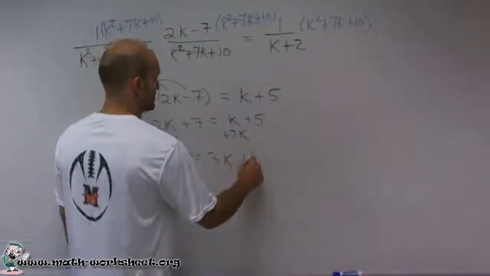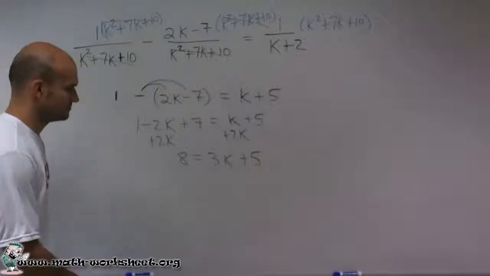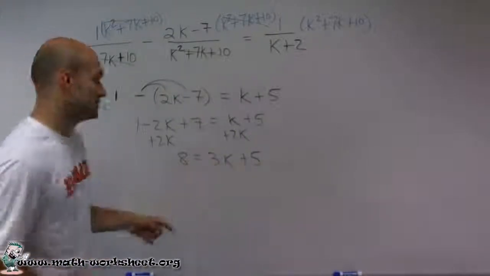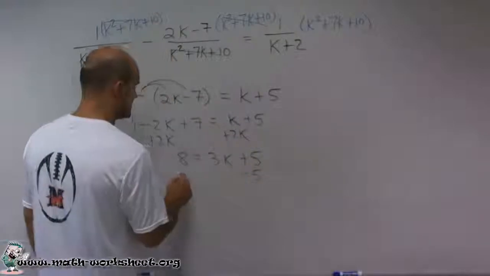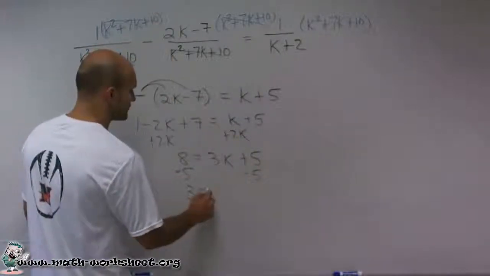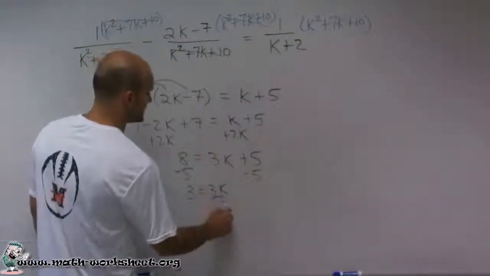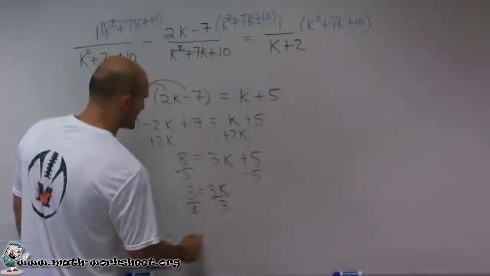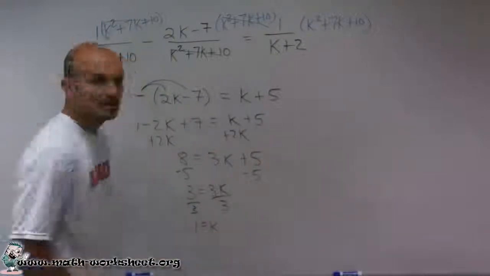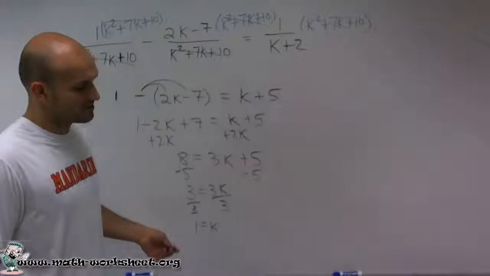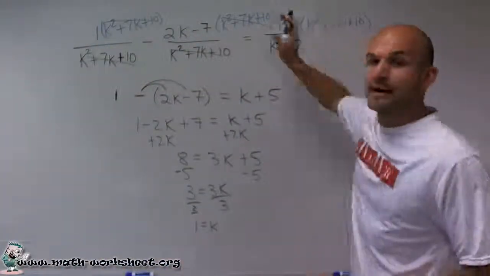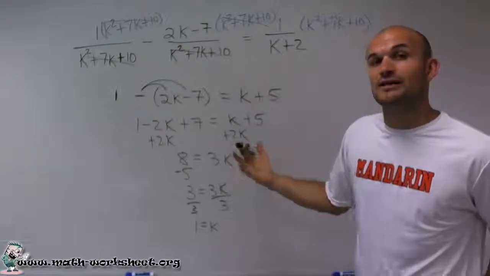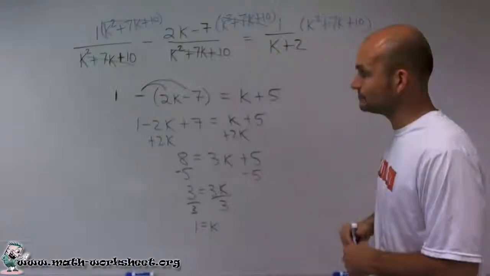3k plus 5. Now, the next step I'm going to do is I just need to isolate my variable. So I'm going to undo my steps by subtracting 5 on both sides. I get 3 equals 3k, divide by 3 on both sides, and I get 1 equals k. So my answer here is 1 equals k, but it's very important for us to understand that since I multiplied by my variable, I have an opportunity for having extraneous solutions.